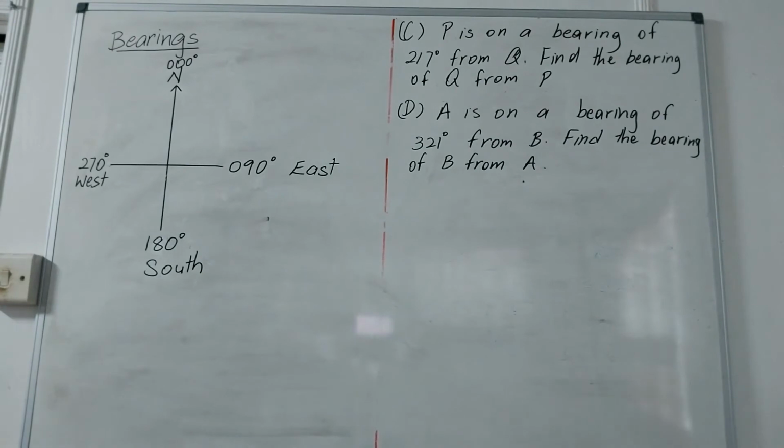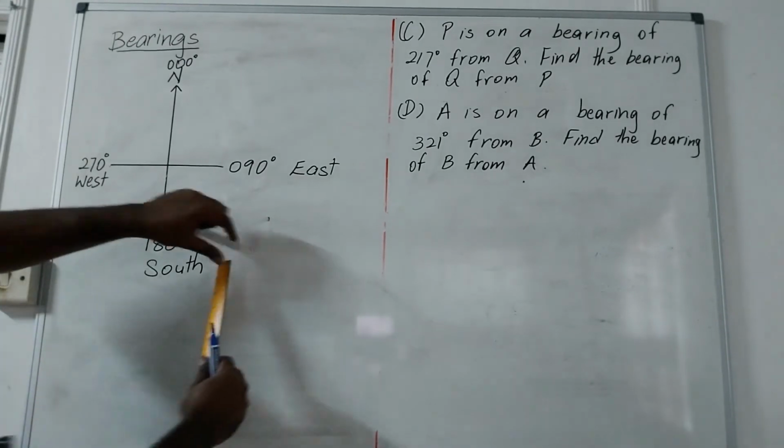Now, part C. P is on a bearing of 217 degrees from Q. Find the bearing of Q from P. So let us start by identifying or drawing the bearing of P from Q, with Q being our starting point.